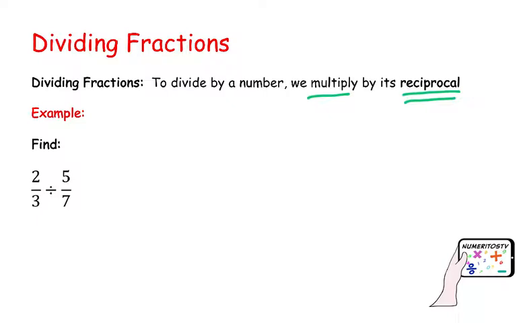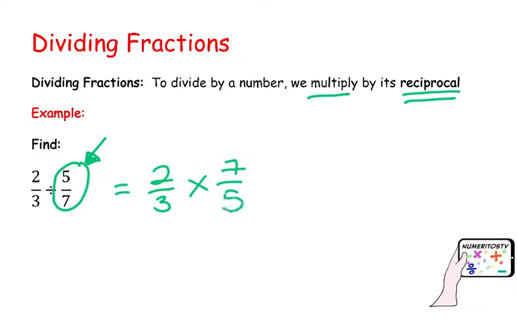I want to divide 2/3 by 5/7. So, to divide 2/3 by 5/7, I need to multiply by the reciprocal of 5/7. In other words, the second fraction is the one that you need to do the reciprocal. So, 2/3 divided by 5/7 is equivalent as doing 2/3 times the reciprocal of 5/7, that is 7/5. And then you multiply as I showed you before.